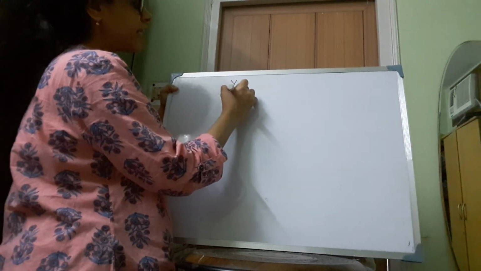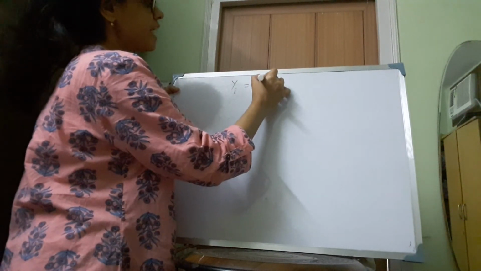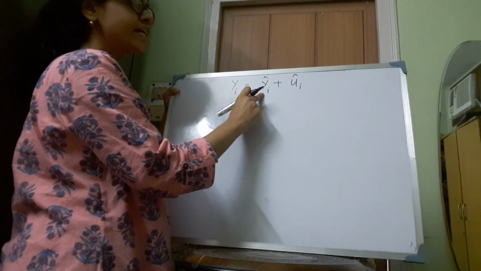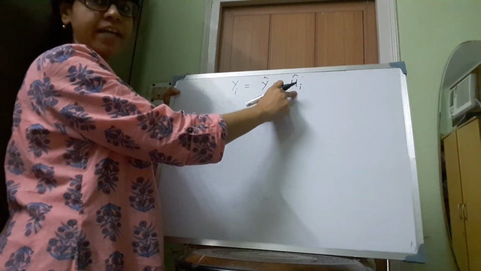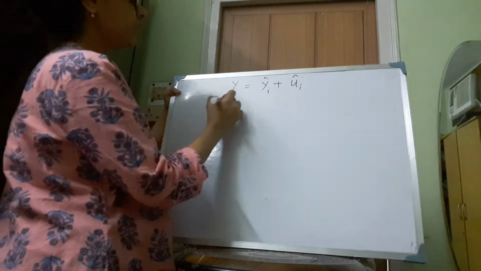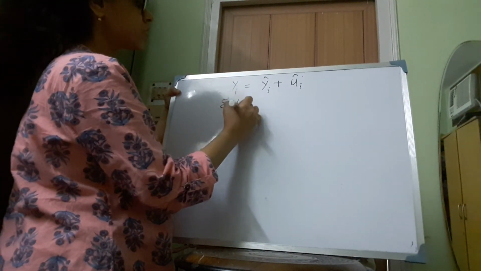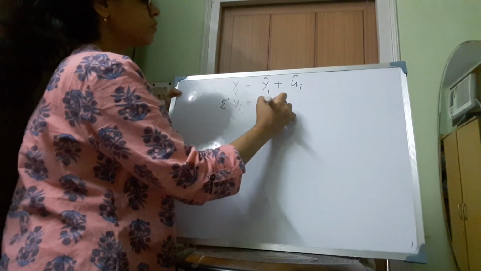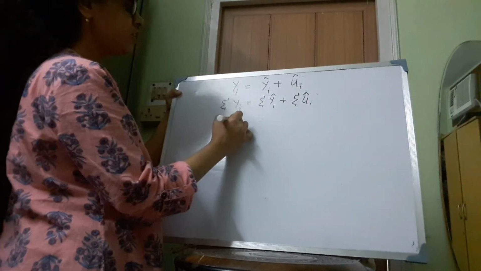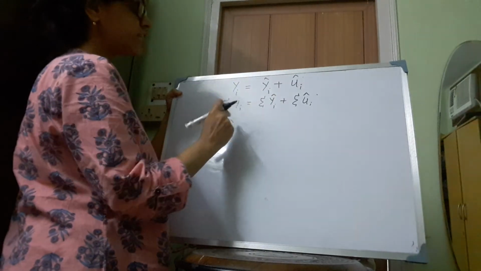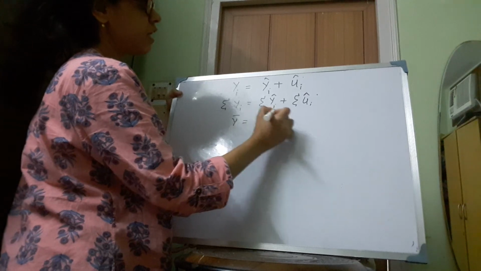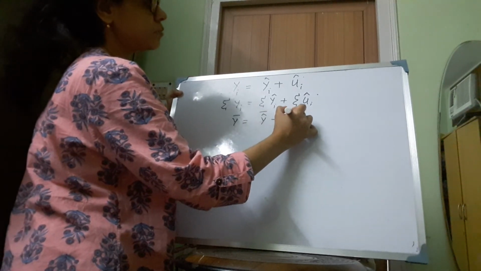Now we can write yi is equal to yi hat plus ui hat, because the actual value of yi is equal to the estimated value of yi and the estimated value of the error term. Now from here we can take the summation in both the sides. So by taking the summations, if we divide both the sides by n, then we get y bar is equal to y hat bar plus u hat bar.